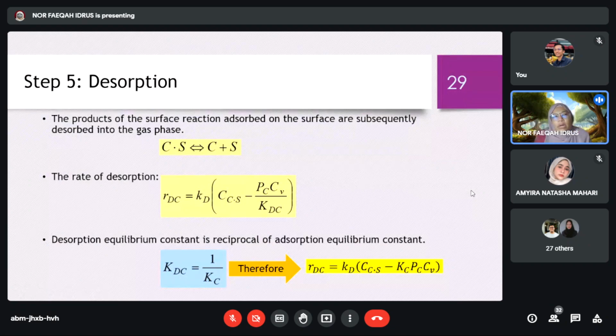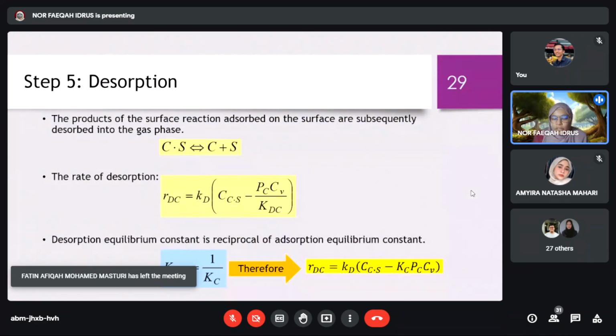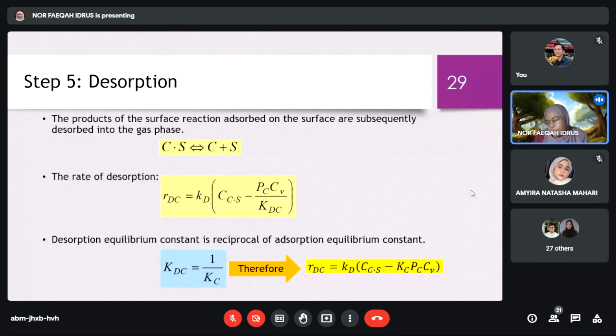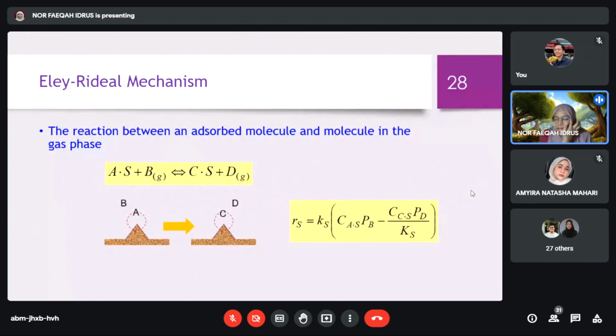So tadi saya cakap, in order for the reaction to occur and in order to postulate the mechanism of reaction, the reaction must involve adsorption, surface reaction and desorption. Tapi ada certain cases desorption is negligible. So bila desorption negligible, maksudnya yang compulsory now is the adsorption and surface reaction.